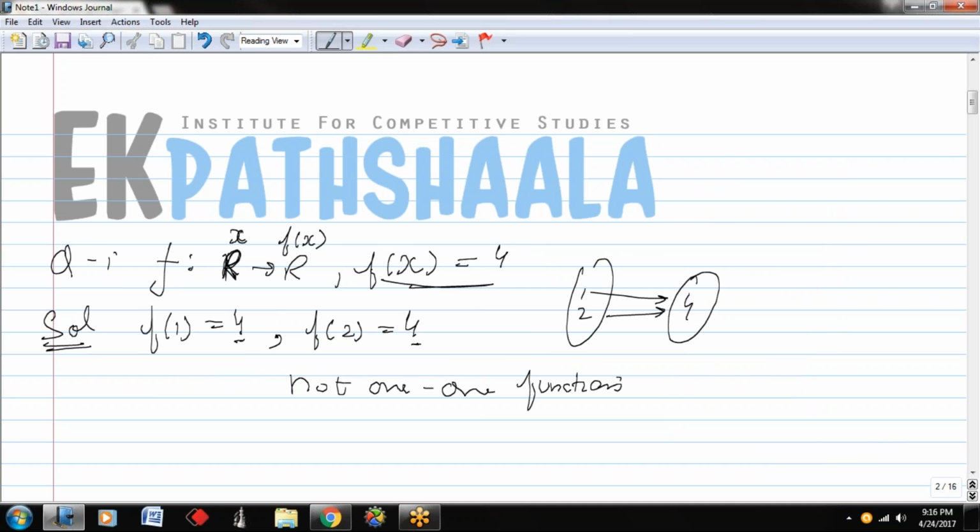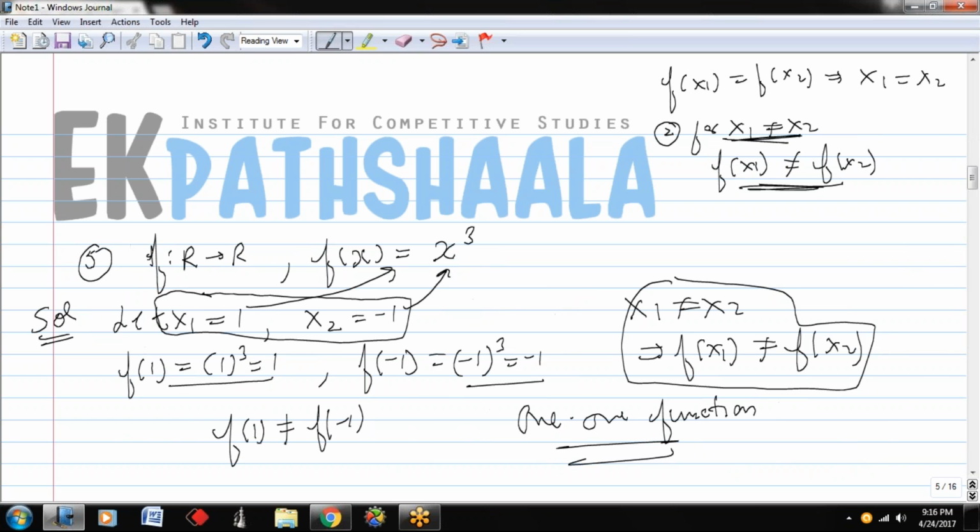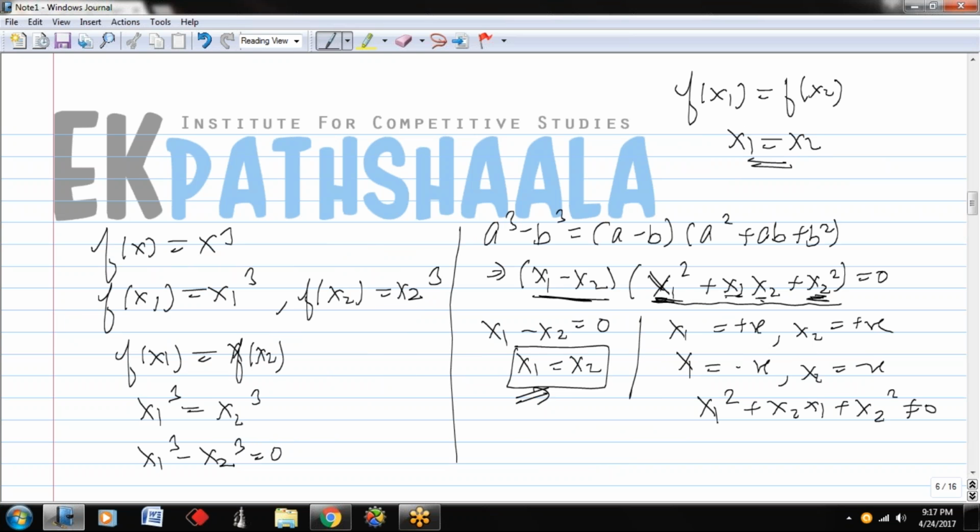And how do we check a one-one function when the definition of the function is given? Either we can use the condition f of x1 equals f of x2, which should give us x1 equal to x2, as we did in this question. But in this case, we reversed the process. We took two values x1 and x2 which are not equal to each other, and it should generate f of x1 not equal to f of x2. You can use either of the conditions. It depends upon what you want to do.